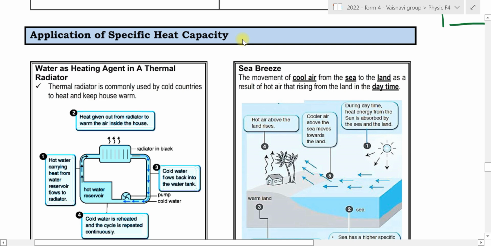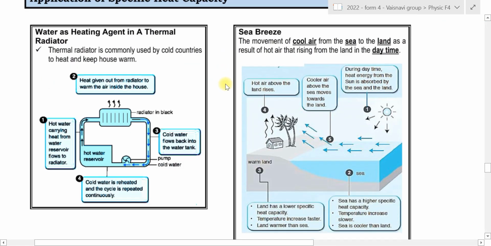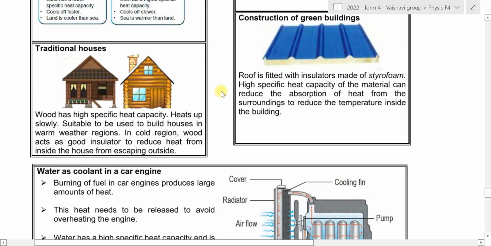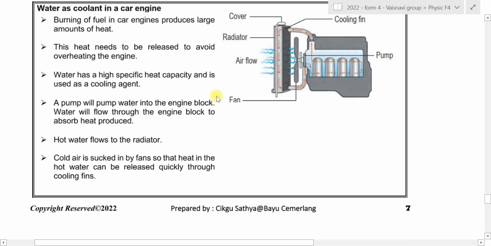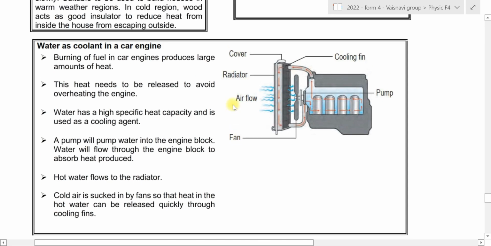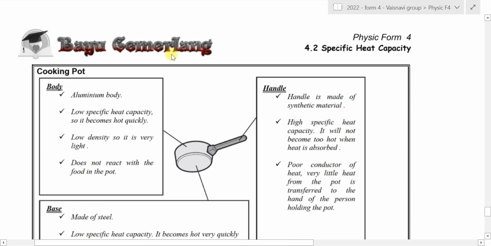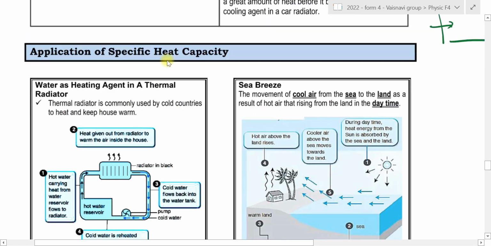Now, application of specific heat capacity. Baru cakap tentang radiator. Okay, kita tengok. Kita kena belajar sea breeze, land breeze. Okay, a few. Radiator dengan water coolant in a car engine is almost the same. And then cooking pot. Okay, kita akan tengok one by one.